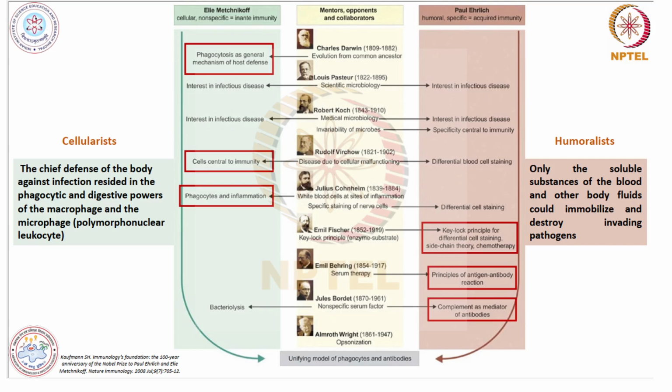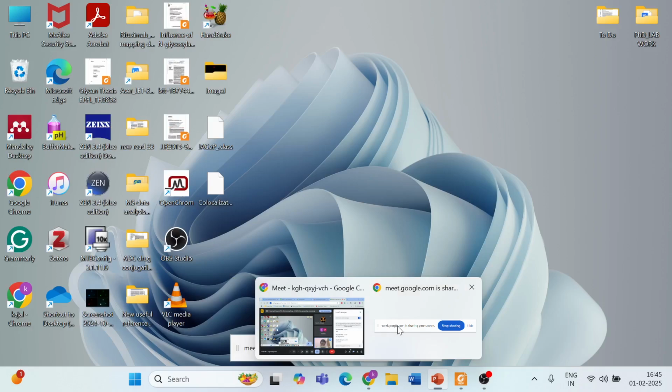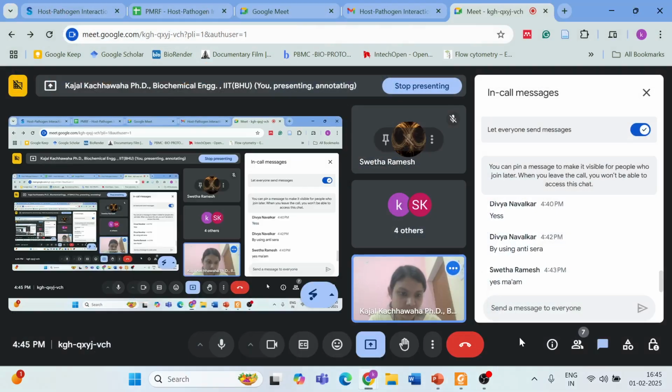So there is a next topic. Till here, are all the theories clear to all of you, or do you want a quick summary of each and every theory? Because it is the history and development of immunology, how it actually started. Till here, is everything clear to all of you?